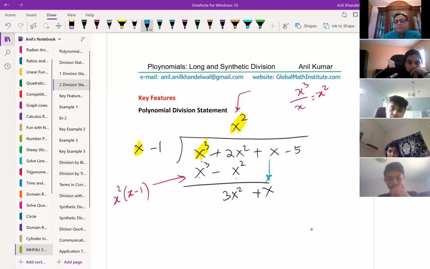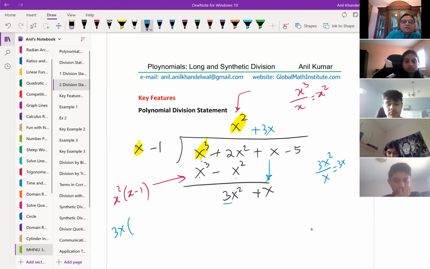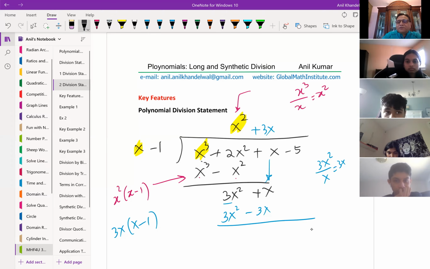Now what will you divide by? Well, we have to take care of 3x squared. So 3x squared divided by x is basically 3x, correct? So we will write here plus 3x. Multiply everything by 3x. And when you do that, you get what? You get 3x squared minus 3x. Is this clear to you? And then find the difference. So when you find the difference, x minus negative 3x means it becomes 4x, right? And bring down 5 with a negative sign as given here.